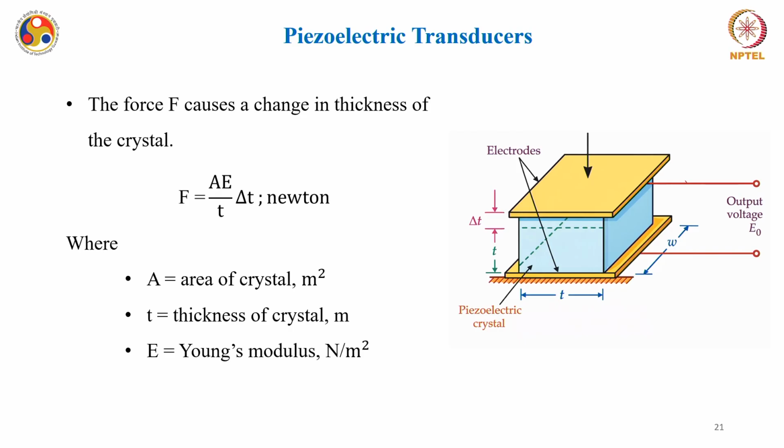Now the force F causes a change in thickness of the crystal, say delta T. F can be written as A into E by T into del T, where E is the Young's modulus, A is the area of the crystal in meter square, and T is the thickness of the crystal. Let me call this equation 8, and let's see how we arrive at this equation.